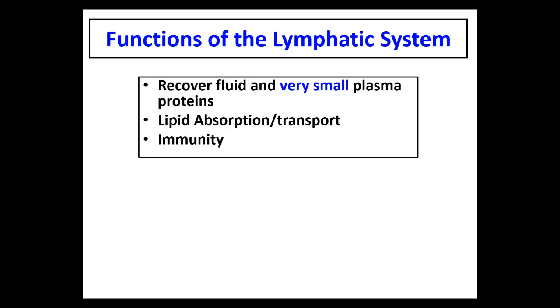Another function of the lymphatic system is that any lipids, any fats that we consume in our diet are actually absorbed through the cells that line the small intestines. And instead of going directly into our blood, they actually go into very specialized lymphatic capillaries. So we're going to take a look at that as well.